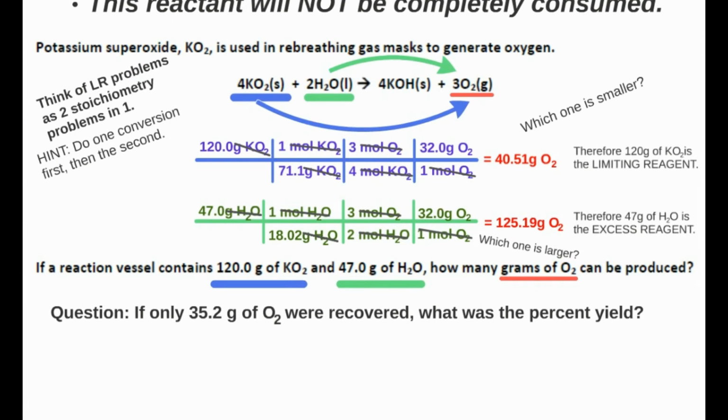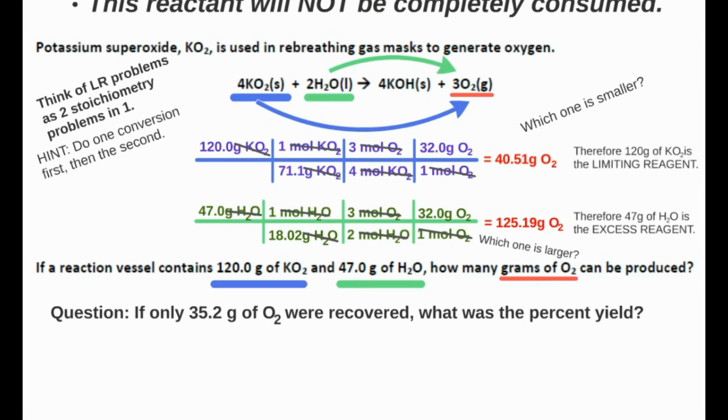So question, if you only had 35.2 grams of O2 recovered, is that your actual or theoretical? Actual or theoretical, 50-50 shot here. It's actual. It's what you actually got, okay? So what's your theoretical? Well, theoretical is always based on the limiting reactant. So since this limits your reaction, the maximum products you can make is 40.51 grams. Right. So you should have got this, but you got 35.2. So you're off by something.